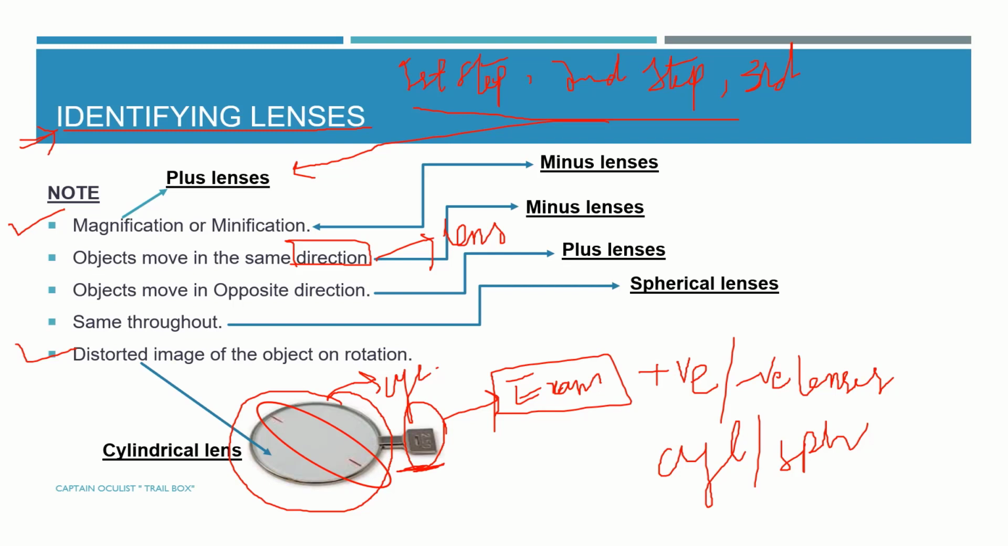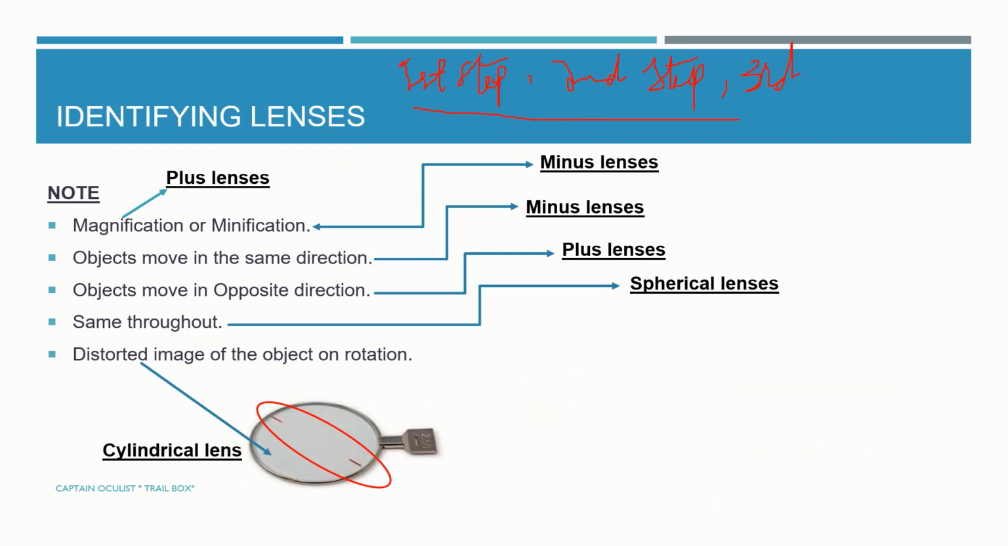The magnification or minification and the direction of the movement of the image will tell us whether it is plus or minus. The vertical and horizontal movement and distortion of the image on rotation will tell us whether it is spherical or cylindrical. If there is magnification of the image, or the direction of the movement of the image is opposite to that of the lens, then it is a plus lens or convex.